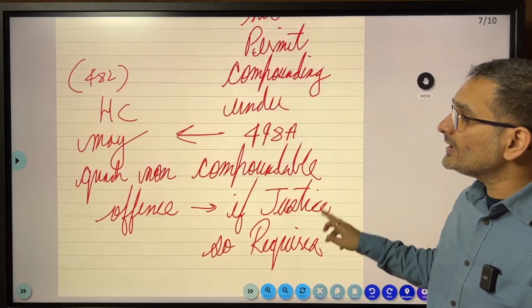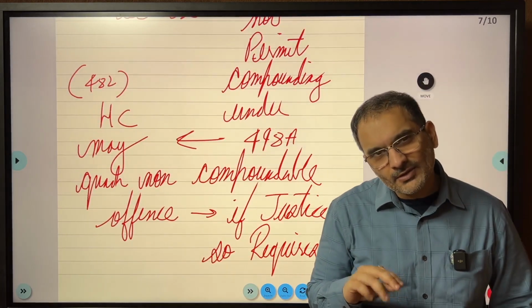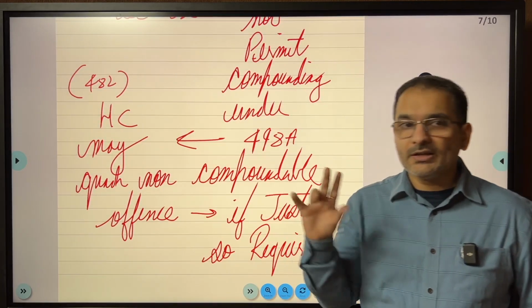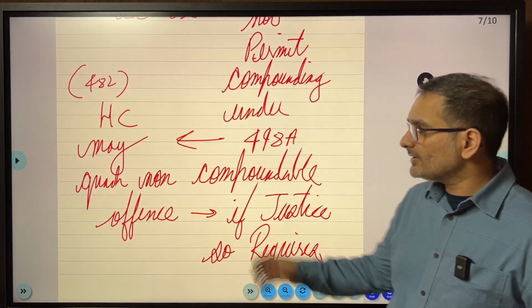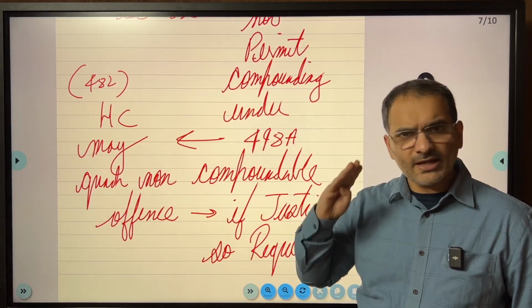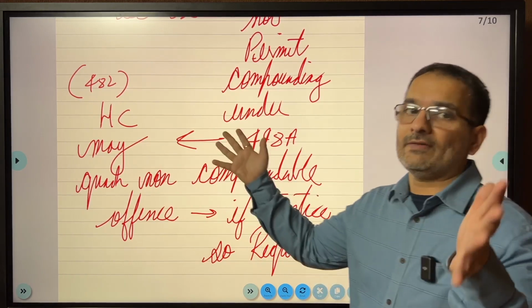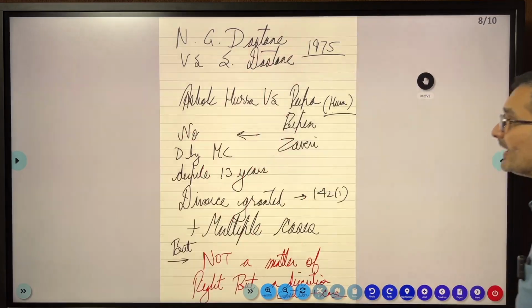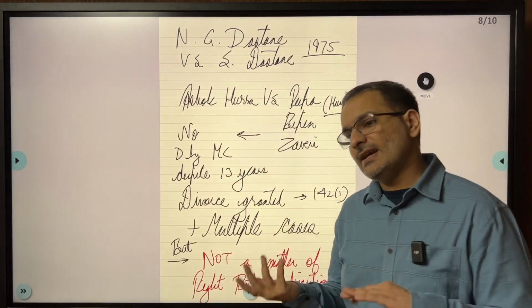And this 482, technically speaking for the High Court, is something like 142 on the criminal law side. Right? Within 482 there is a lot of power. Just like the Supreme Court has supreme power under 142. So here too they said that this can be done.